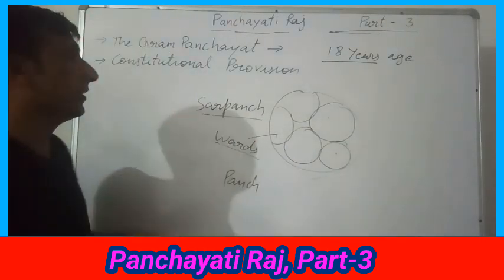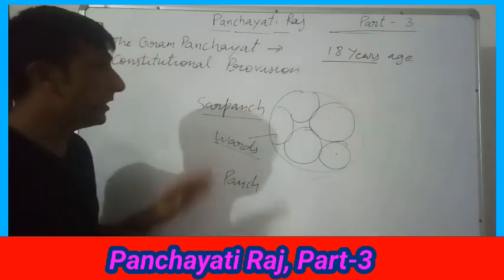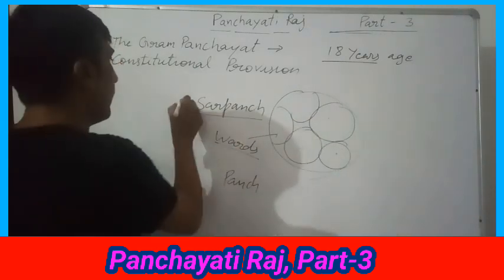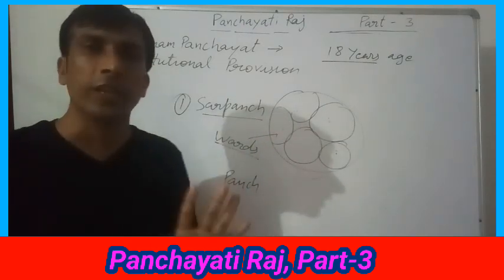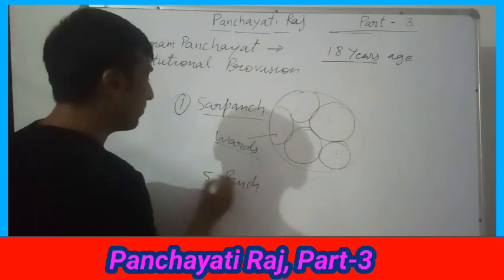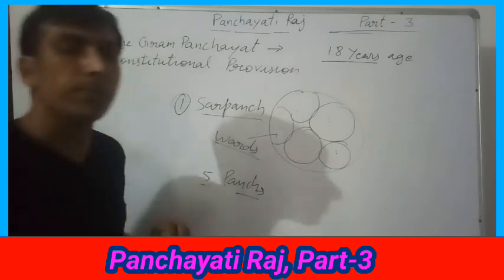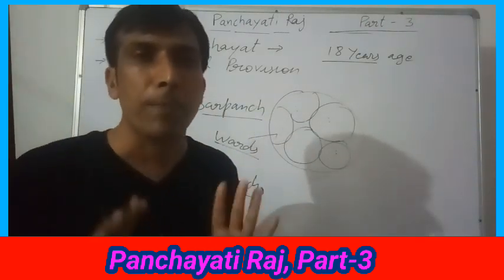So Gram Panchayat consists of one Sarpanch and some Panches. For example, in this village, how many Sarpanches are there? One Sarpanch, and Panches 1, 2, 3, 4, 5. Because there are 5 wards, so 5 Panches. So this Gram Panchayat consists of 6 members.